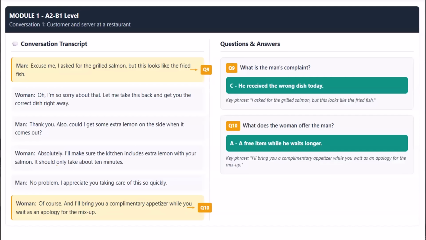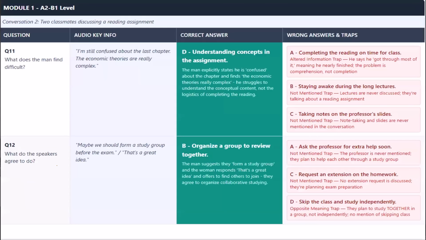Here are 9 and 10 in terms of the transcript. I just went over it before, but normally when I upload these things into the course, you can actually see things like this. Number 11 and 12, 11 is D, 12 is B. For number 11, it says, I'm still confused about the last chapter. The economic theories are really complex. Correct answer is D, understanding concepts in the assignment. And then 12, maybe we should form a study group before the exam. That's a great idea. Organize a group to review together. And then we can see why the wrong answers are wrong.